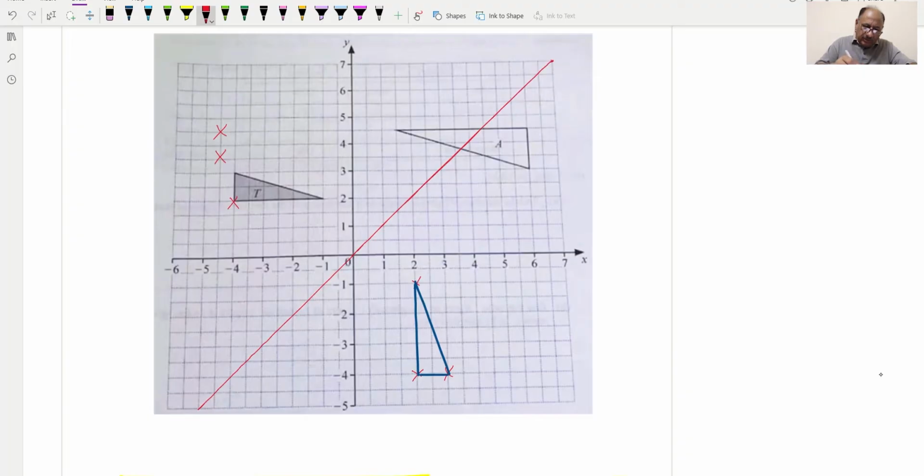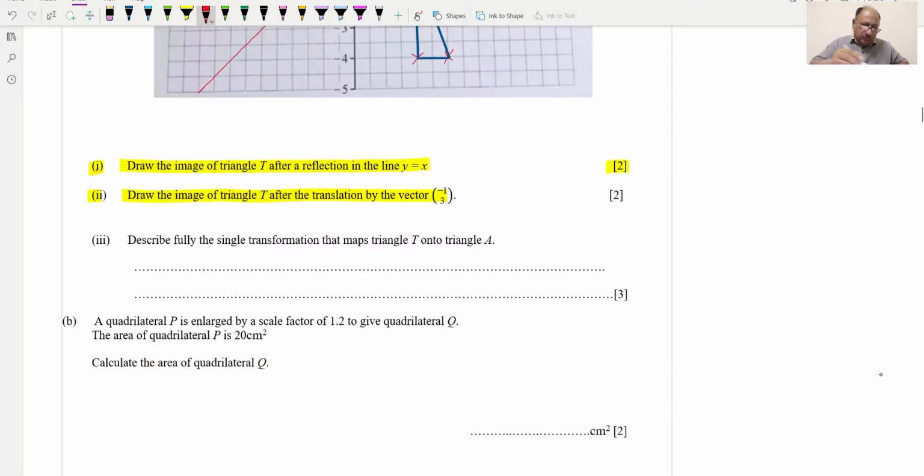And this side is how many units? 1, 2, 3, 4, 5, 6 units, and we can take from here 1, 2, 3, 4, 5, and 6 units. So this will be the vertex, and we can draw this triangle. This will be the triangle which we have drawn. This will be the translated triangle by -1 and 3. Hopefully you understood this.